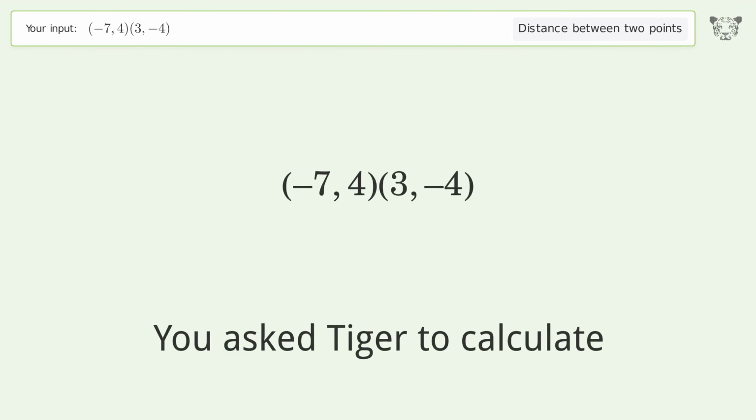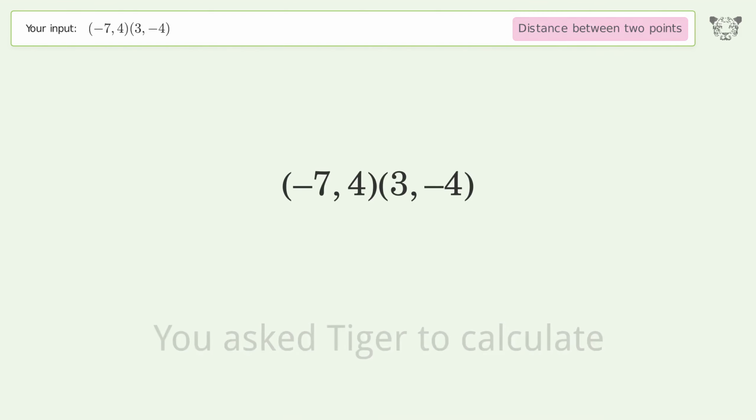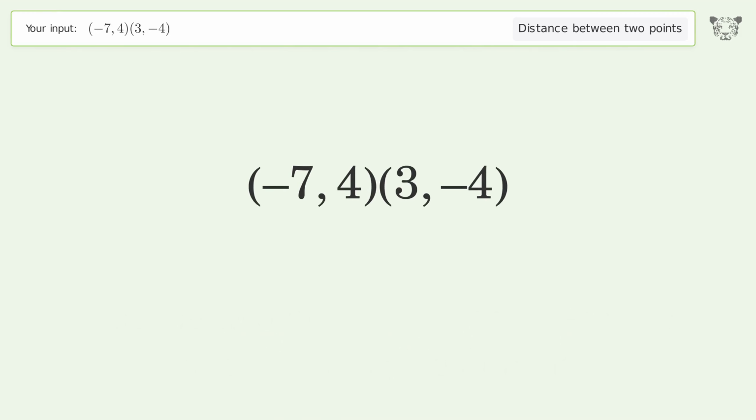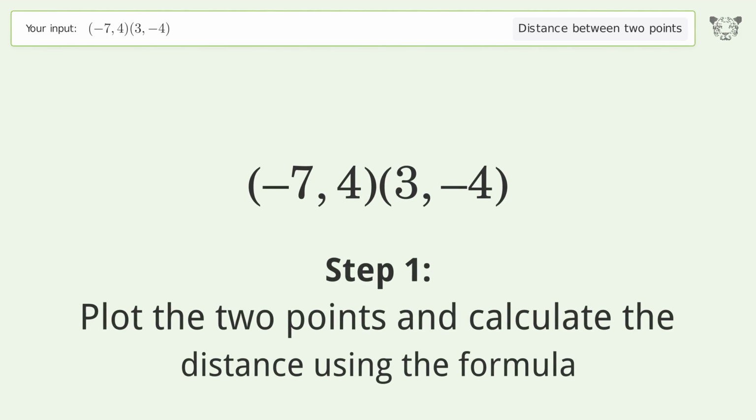You ask Tiger to calculate. This deals with the distance between 2 points. The distance between the 2 points is the square root of 164 or 12.806. Let's solve it step by step. Plot the 2 points and calculate the distance using the formula.